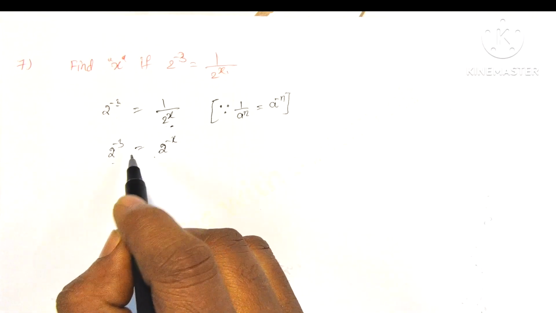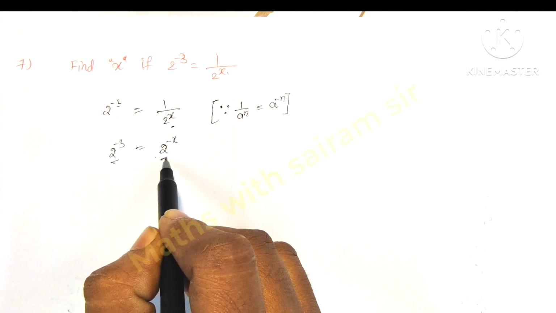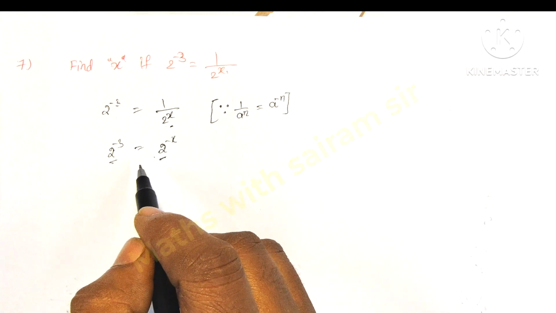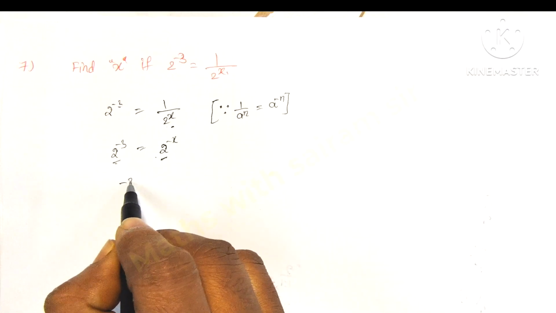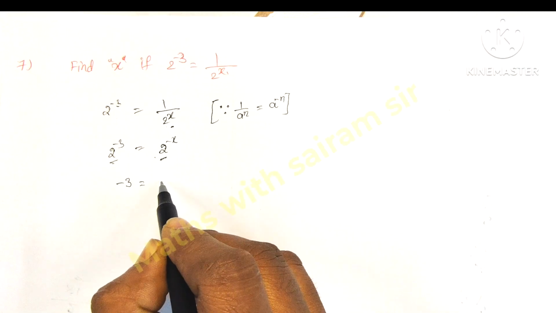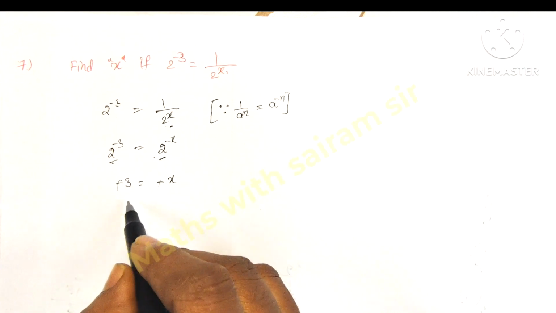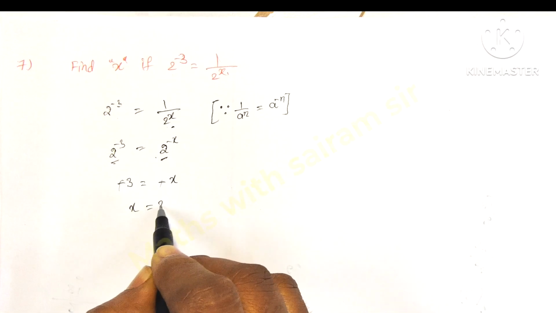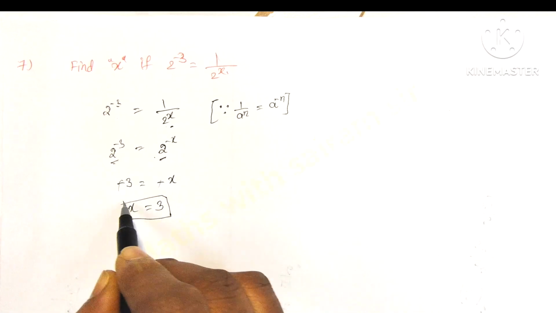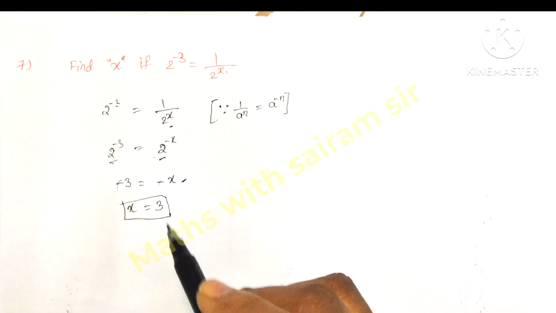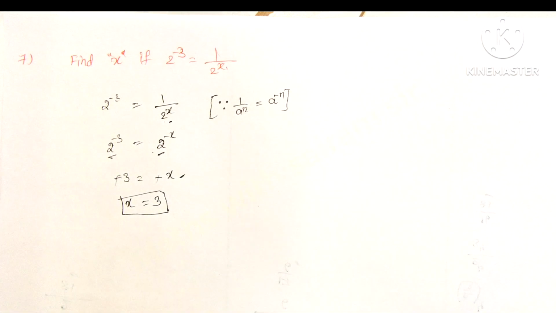And in this equation, as the bases are equal, we can equate the powers. So from this, we can take that minus 3 is equal to minus x. So both minus signs will get cancelled. From this, we get the x value as 3. Here, as the bases are equal, the powers are also equal. This concept we have used here.